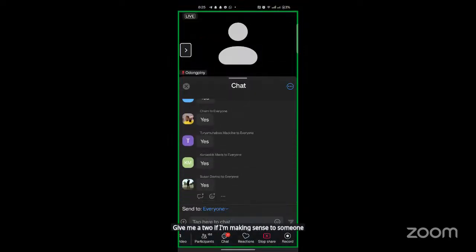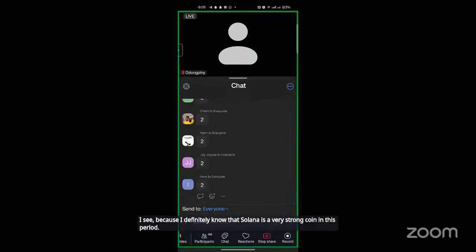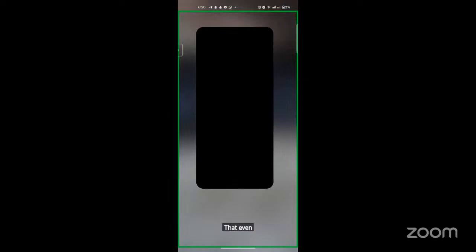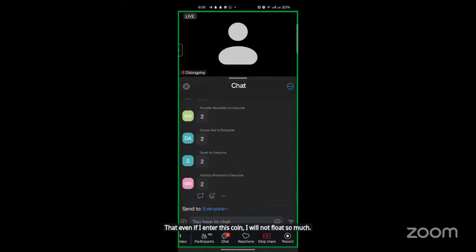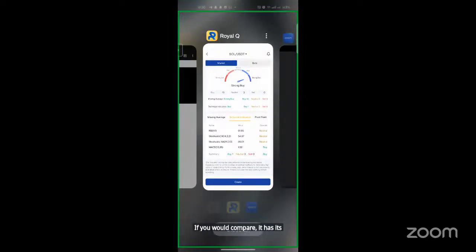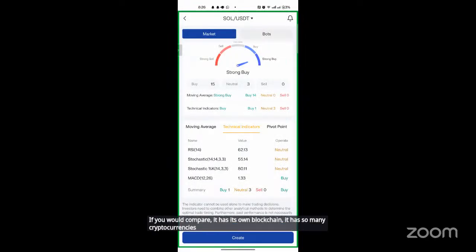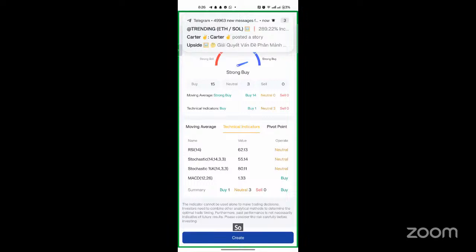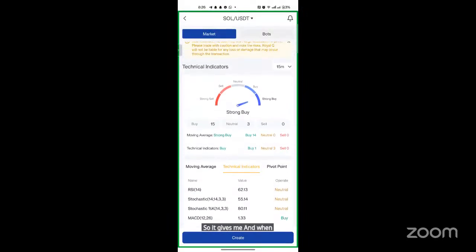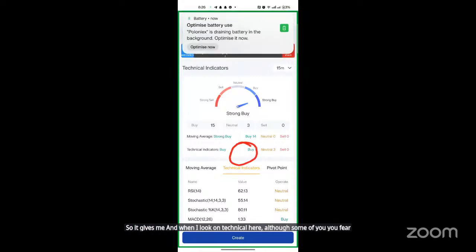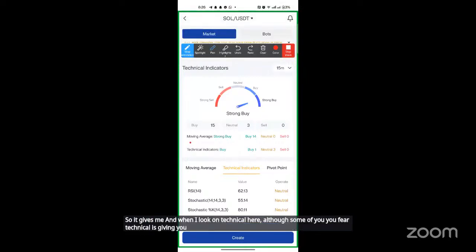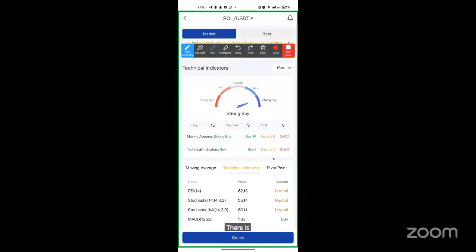Me, I see opportunity. I see because I definitely know that Solana is a very strong coin in this period. That even if I enter this coin, I will not float so much. If you would compare, it has its own blockchain, it has so many cryptocurrencies built around it. And when I look on technical here, although some of you fear, technical is giving you that the moving averages, 14 of them are giving a buy. There is no indicator that is talking about a sell signal.